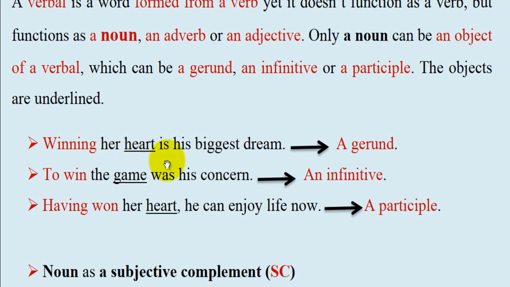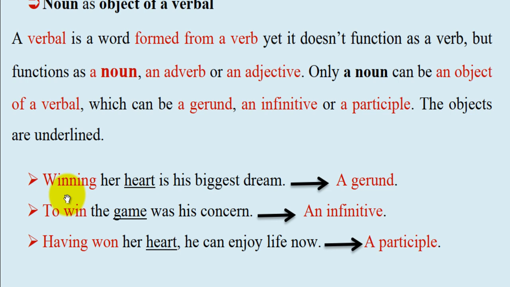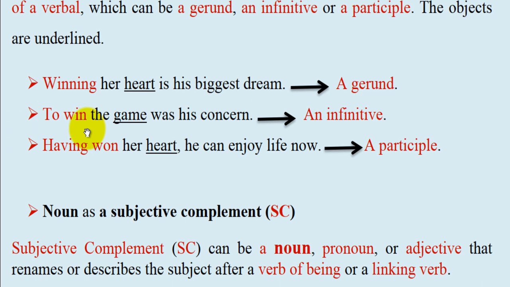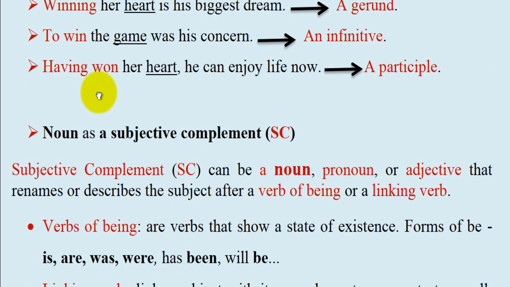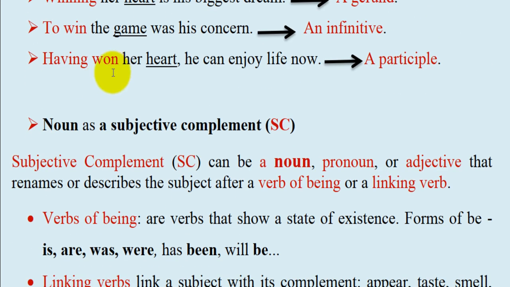Winning her heart is his biggest dream. So here we have winning, gerund, ing, which is a gerund, and the object here is heart. It's underlined. To win, again, infinitive, to plus infinitive, to win. The game was his concern. The game is the object here. Having won, participle, having won, past participle of the verb. Having won her heart, he can enjoy life now.